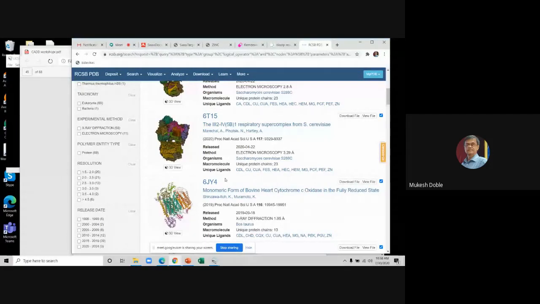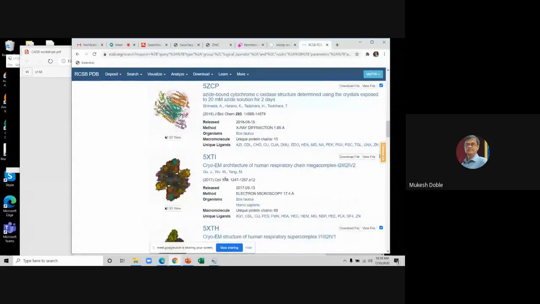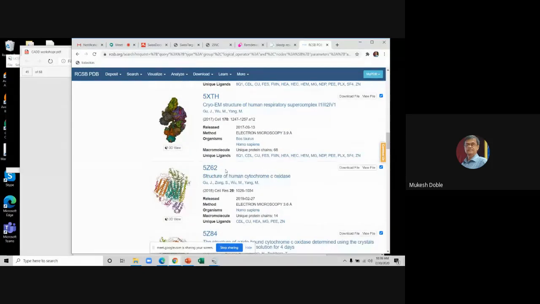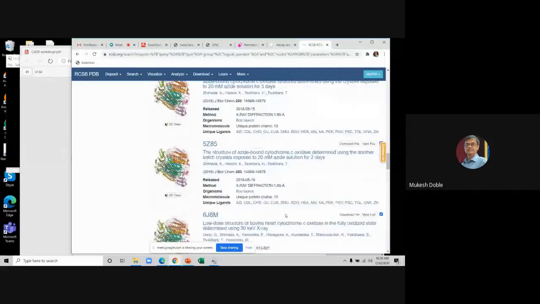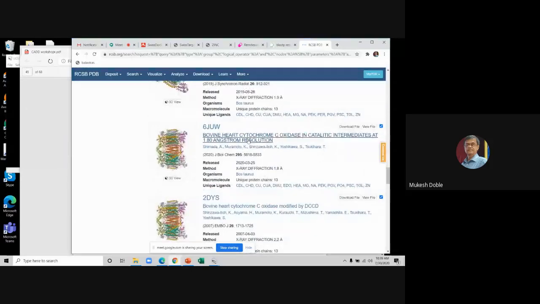Number two, it could be COX-2, that is cyclooxygenase 2, from different sources. It could be human, it could be animal, it could be rats, and so on. That's why you will find so many cyclooxygenase 2 enzymes. And again, you can see it's bound to different ligands. So this is the human COX-2, as you can see. You will find murine, and many different animal sources. So this is from bovine heart, and again, this is from bovine heart.